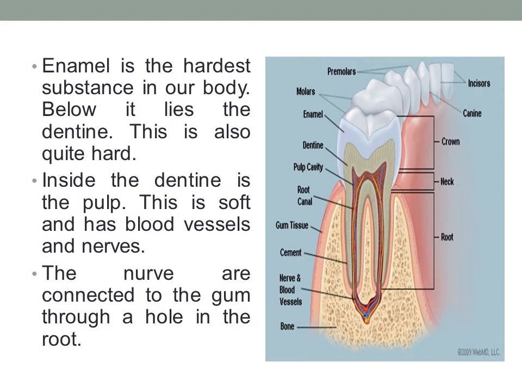Inside the dentine is the pulp. Pulp is very soft and has blood vessels and nerves. Have you ever seen that when a kid or a person falls down and there is an injury, then blood comes? This blood comes from the pulp portion. The nerves are connected to the gum through a hole in the root.